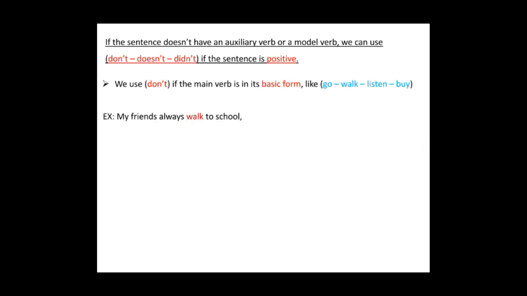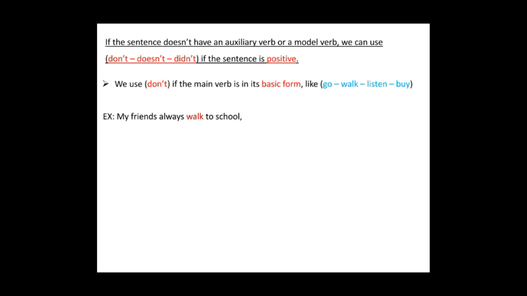If the sentence doesn't have an auxiliary verb or a modal verb, we can use don't or doesn't or didn't if the sentence is positive or affirmative. We use don't if the main verb is in its base form, like go, walk, listen, buy. My friends always walk to school. Do I have here an auxiliary or modal verb to put it in the positive or negative form? No, I don't have it. So I need don't or doesn't or didn't. Great. What matches here, grade 4? Yes, doesn't.